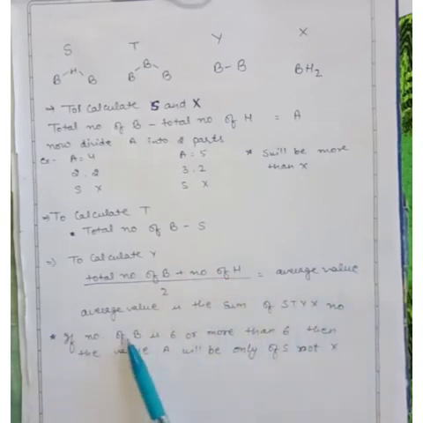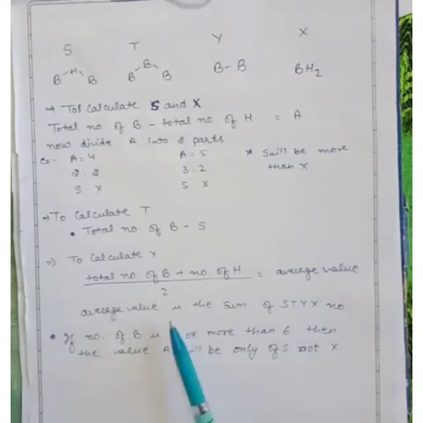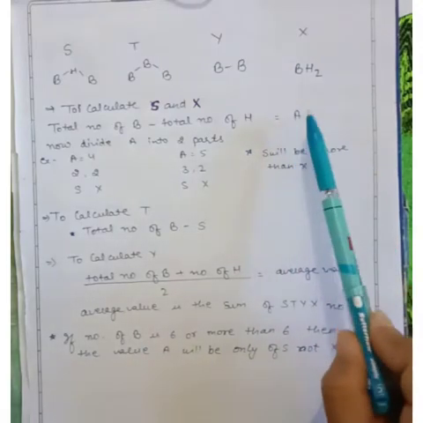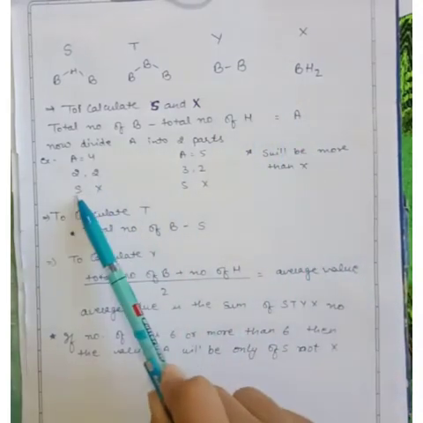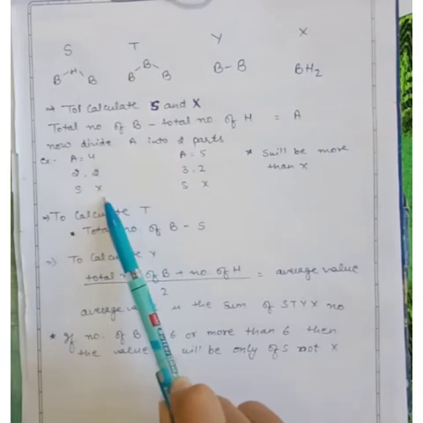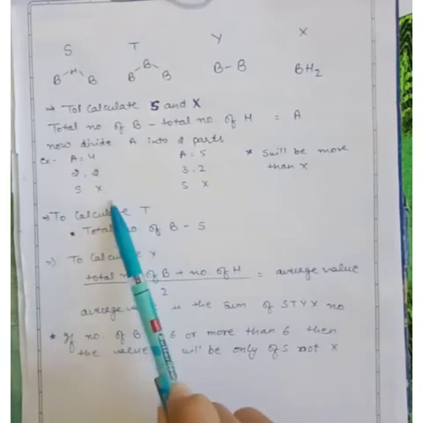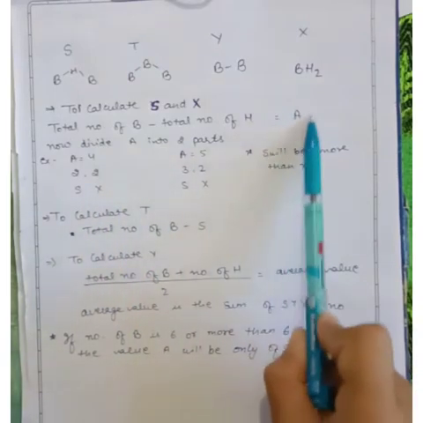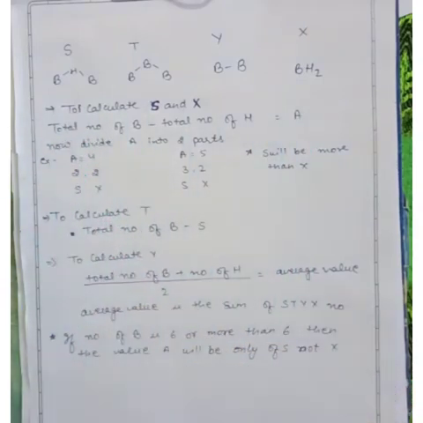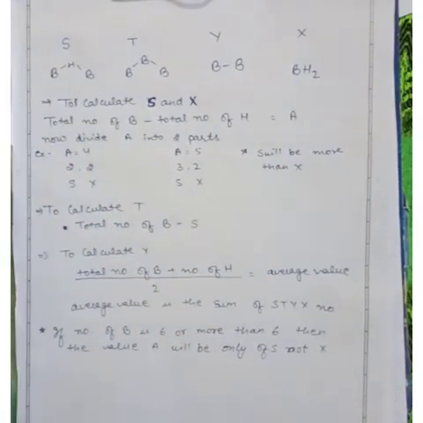If the number of boron is 6 or more than 6, then the value A will be of only S, not X. This means we don't need to factorize it. The value of A will be the S value. Now let us take some examples.